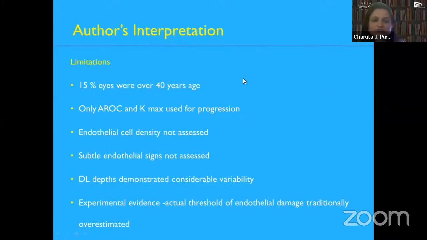They admit that a limitation was that 15% of the eyes were over 40. However, out of the 4 eyes that failed, two eyes belonged to the same patient, and that patient was above 40 years of age with uncontrolled hypothyroidism. They also admit that only one parameter was used for establishing progression, and that endothelial cell density could not be assessed. Also, they admit that subtle endothelial signs were not documented or assessed, and that demarcation line depths demonstrated considerable variability. They also point out that experimental evidence traditionally overestimates the actual threshold of damage.